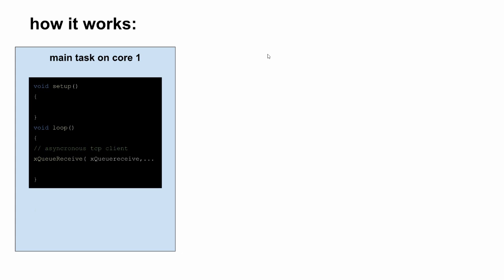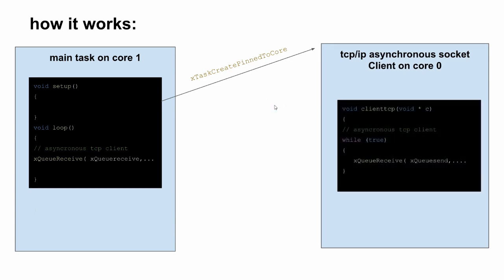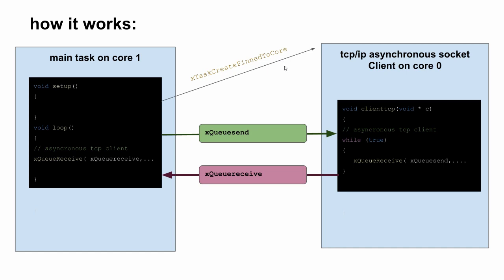Let's see how it works. First, the main task, in the setup section, creates a new task using the command xTaskCreatePinnedToCore in core 0. This task, as I said, is responsible for receiving messages from the server and the first task through the command xQueueReceive. The communication between tasks is done through these queues. There is a queue to send messages, xQueueSend, and another to receive and process the messages, xQueueReceive.